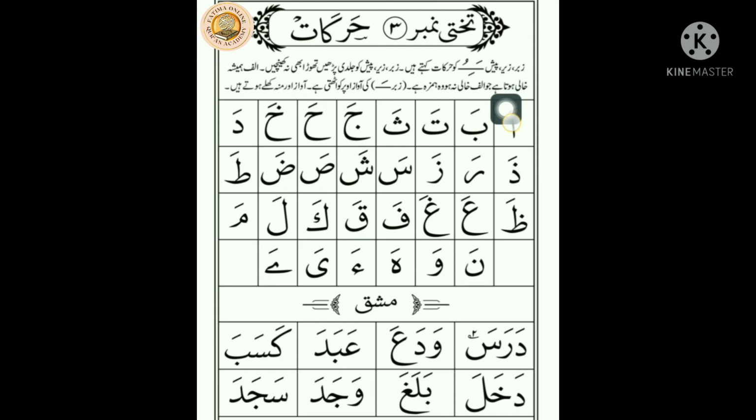The zabar, zer, pesh, that means fathah, kasra, dhamma, are called harakat. We have to read this quickly, you should not pull it at all. And the next point, when alif is alone, it is called alif. If it has any sign or symbol like zabar, zer, pesh upon it, then it is called hamza, and it is pronounced as hamza, not as alif. And the sound of zabar goes upwards. So I will read from here.